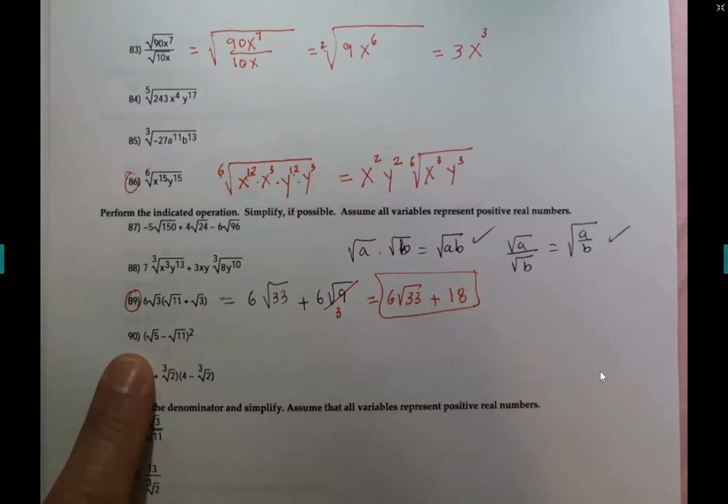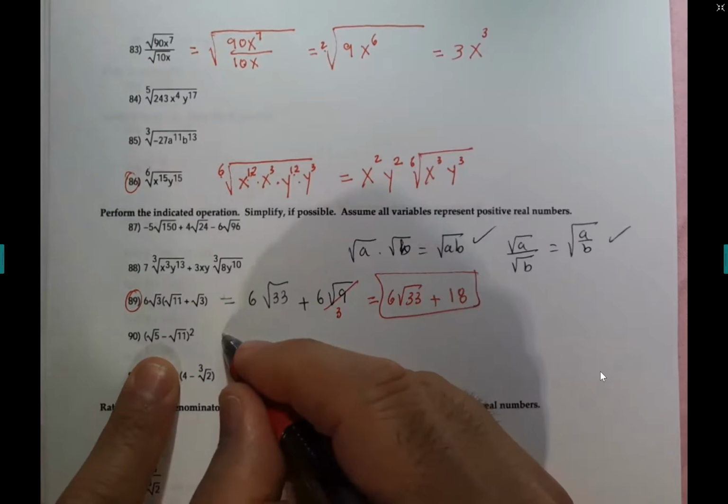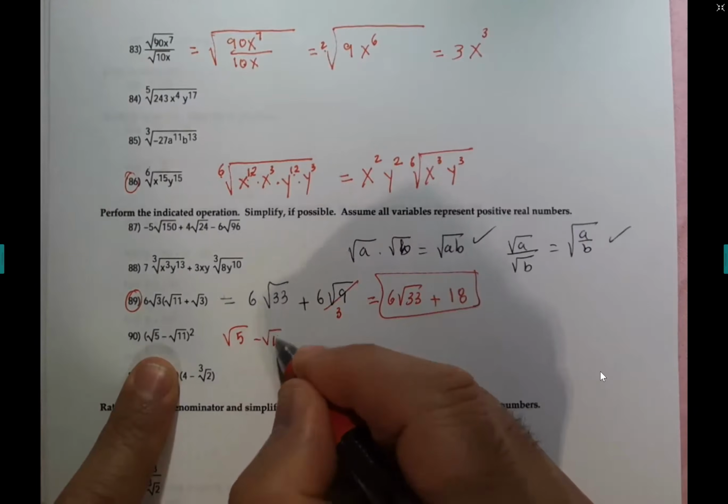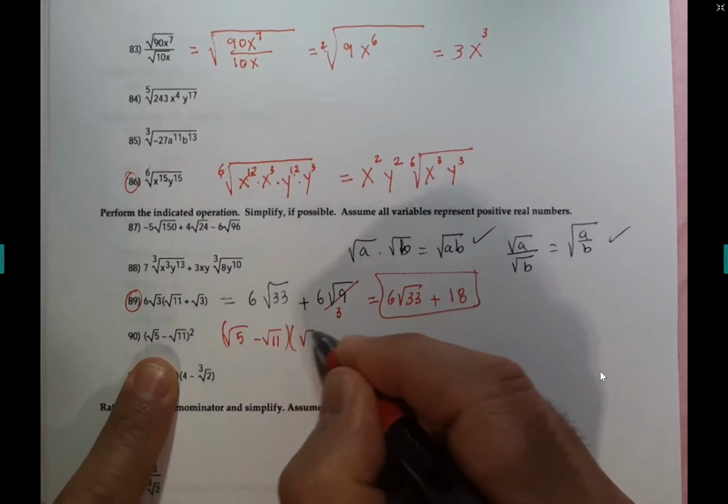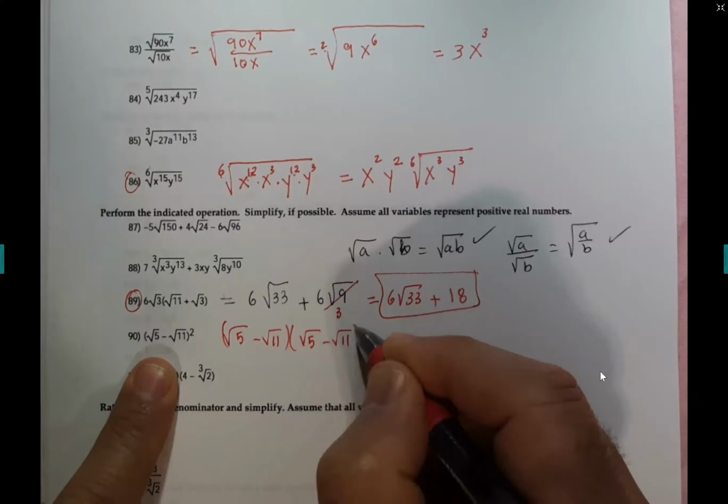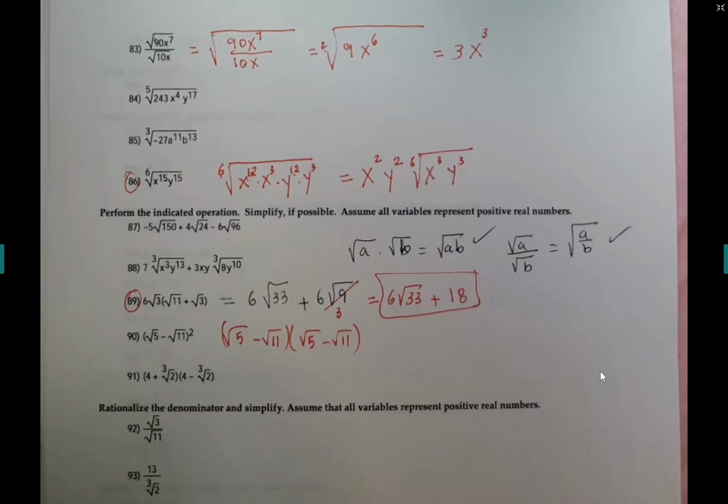For 90, guys, you have to expand. Just make it like this and do the expansion. FOIL it. And just do the FOIL method to do this one.